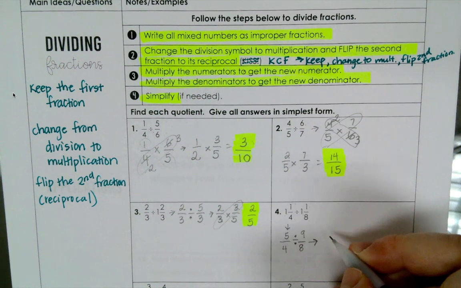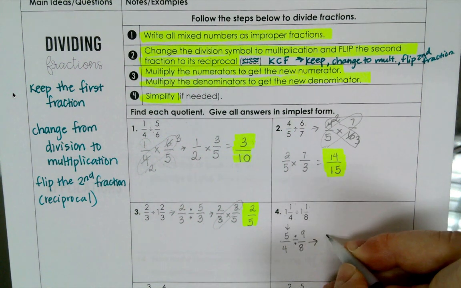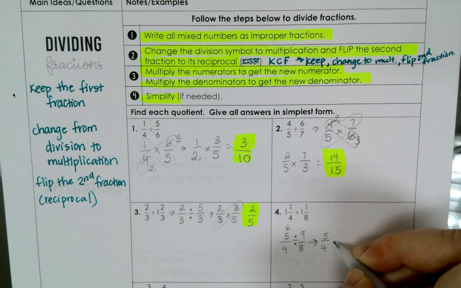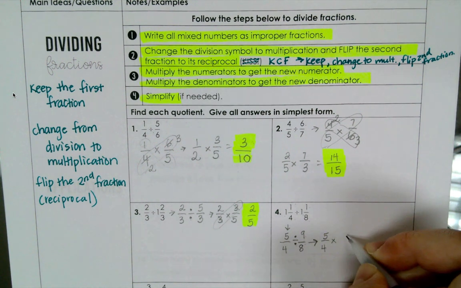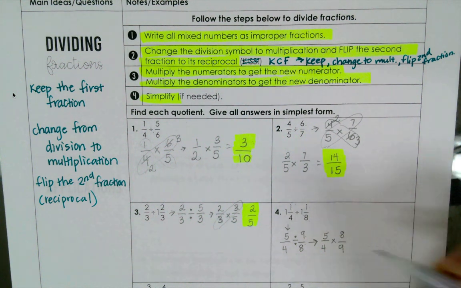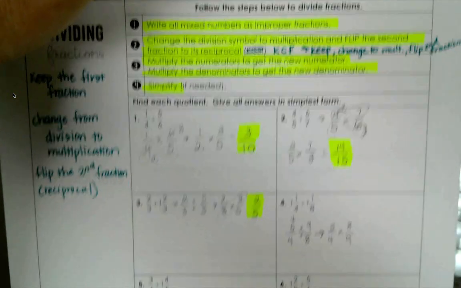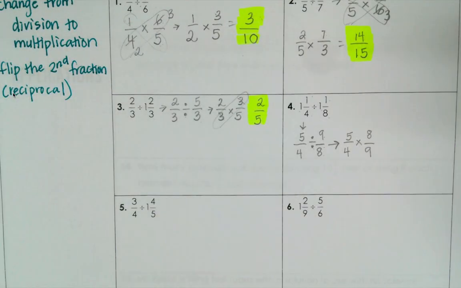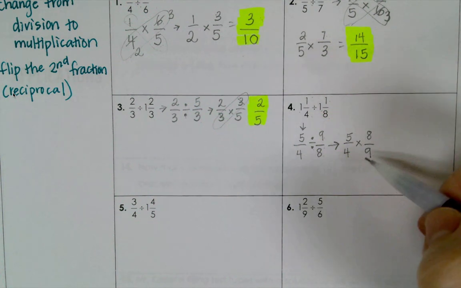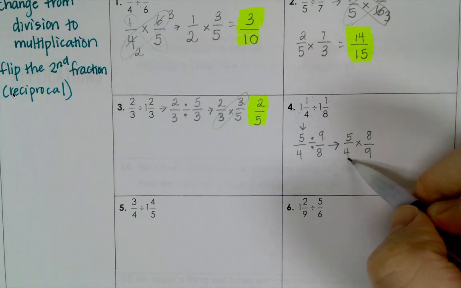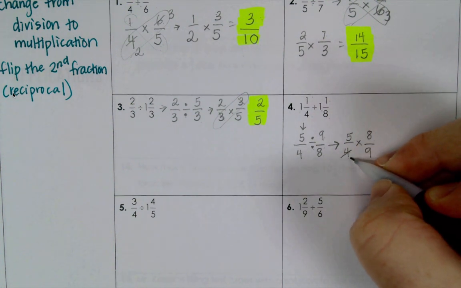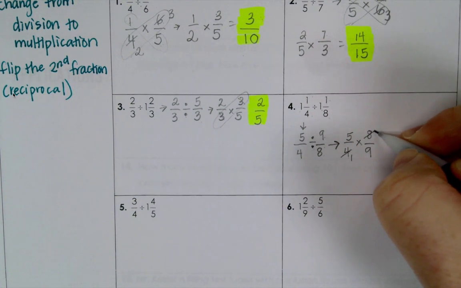So now I have 5. I'm going to keep, change, flip: keep my first fraction, change from division to multiplication, and then flip my 8 and my 9. If I'm looking at these two for cross simplification, 5 is a prime number and it doesn't go into 9, so we can't do anything about that. But the greatest common factor of 4 and 8 is 4. So 4 divided by 4 is 1, 8 divided by 4 is 2.